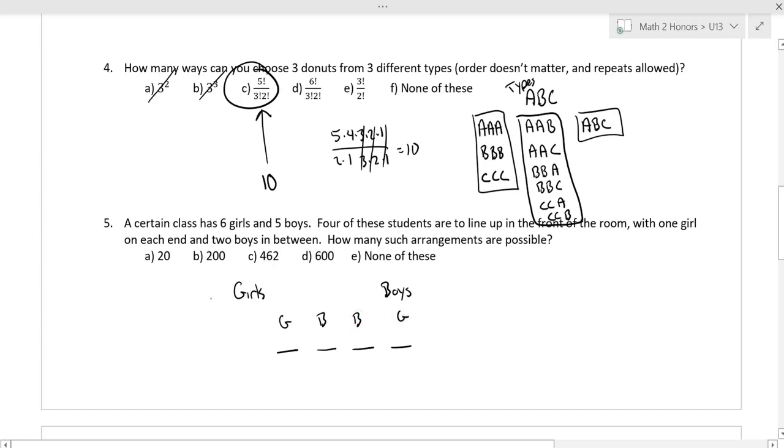Okay, so there are 6 girls, so we have 6 and then 5. We've got 5 boys, so we've got 5 and 4. And then you multiply that together. So what's this going to be? 30 times 20, which is 600.